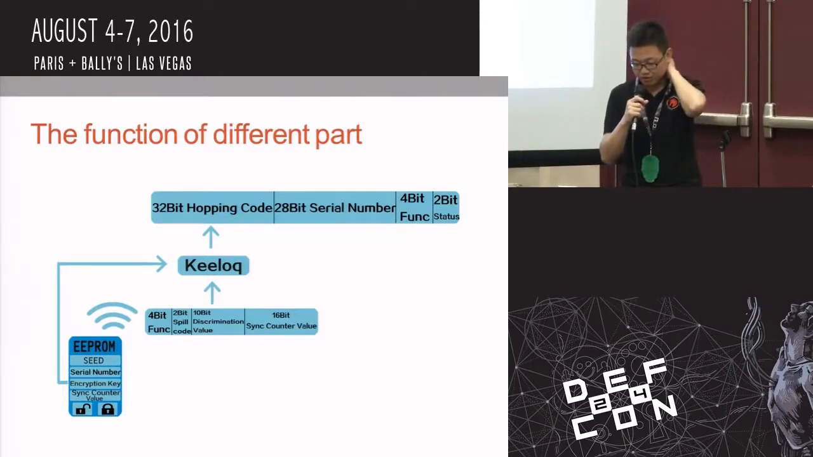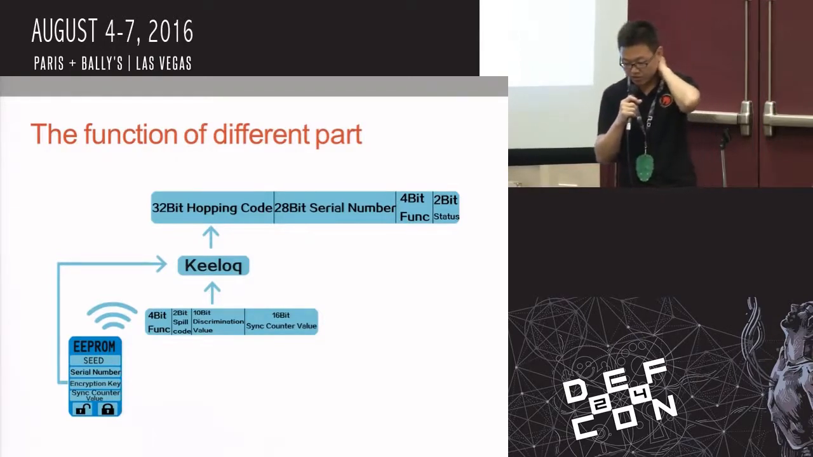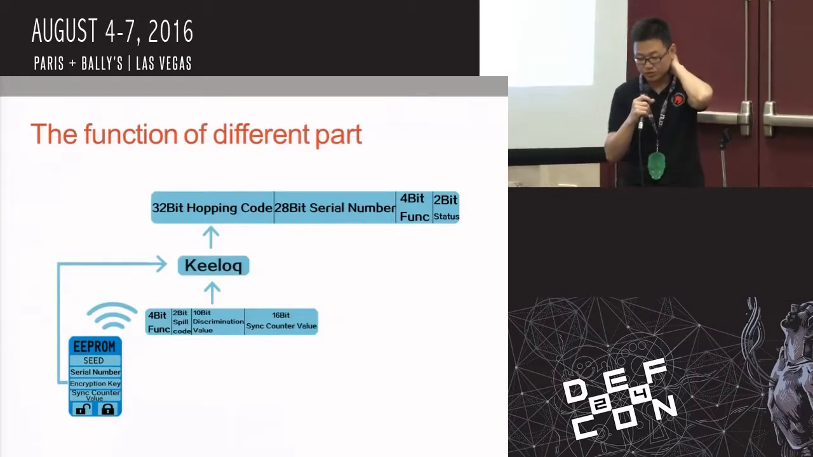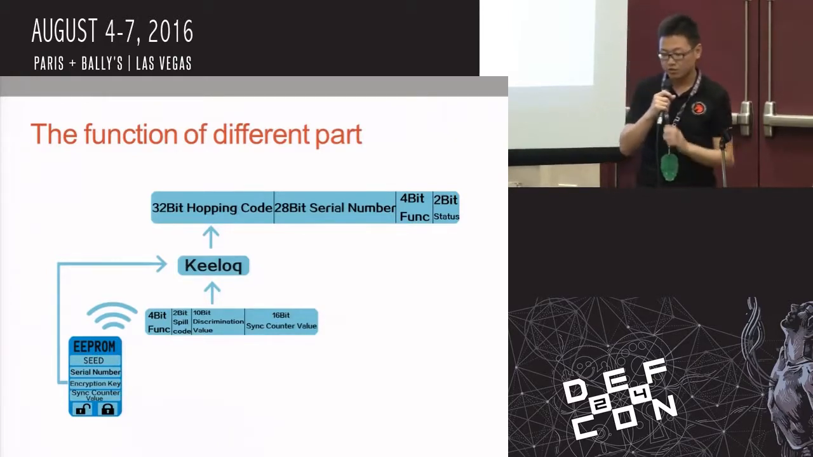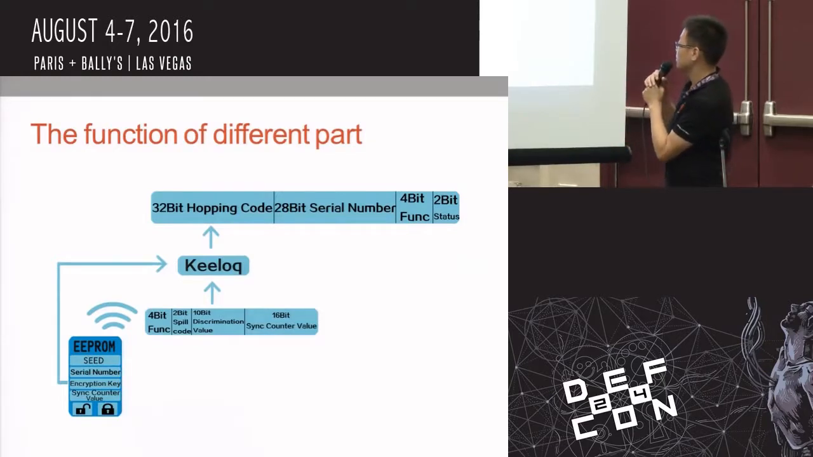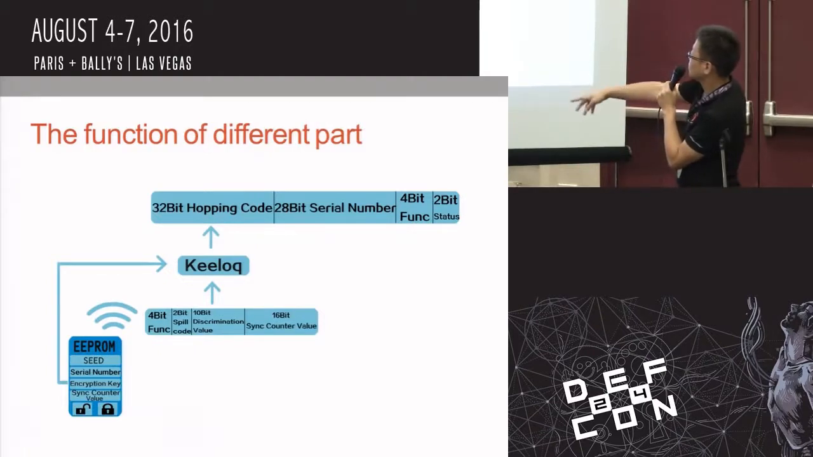The data is 32-bit, and it contains a 4-bit function code, a 2-bit spear code, a 10-bit discrimination value, and a 16-bit sync counter value. We have found it has two parts. The same function code appears outside and inside the hopping code, and which one is the real one?